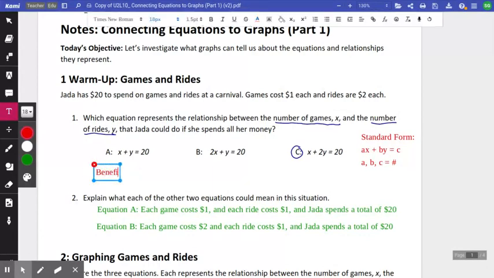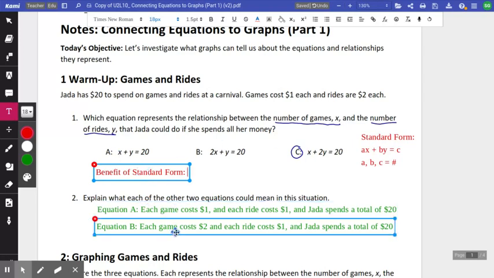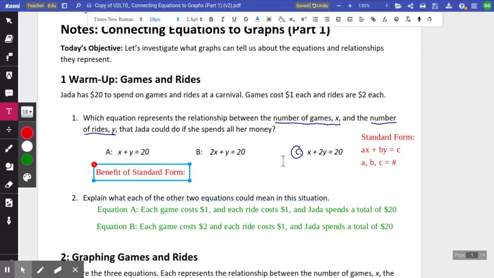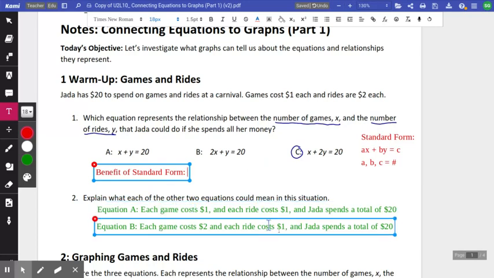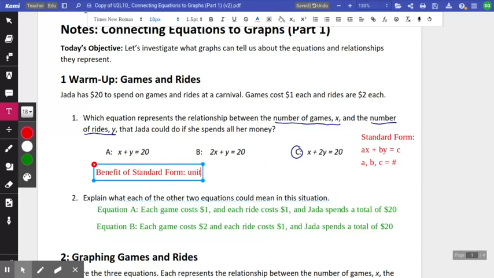Well, the benefit of standard form is what we're able to learn from equations when they're in standard form, which in this situation with games and rides has to do with the prices of everything and the amount of money she spent. For each of these equations, notice we were able to learn two things just by looking at the equation. We are able to learn the unit cost of each game and the unit cost of each ride. So one of the benefits of these equations being in standard form is we were able to learn the unit costs of games and rides.